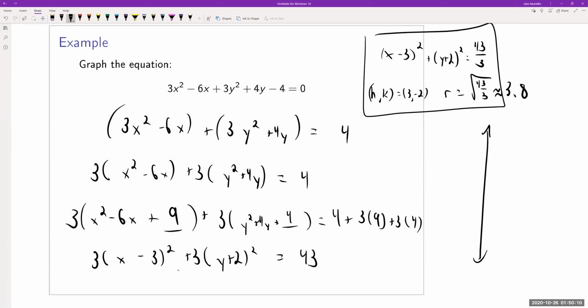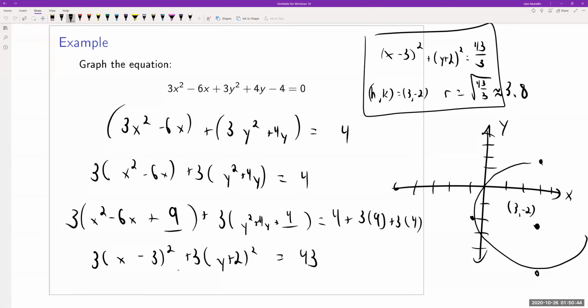So we'll go ahead and create our sketch, 3 and 2. This seems like a reasonable scale. X, Y, we'll do 3, 2 like here. Oh, excuse me, negative 2. I need to go down. And then we'll go 3.8, so we'll go 1, 2, 3, almost 4, but not quite. Same deal, up and down. And so this ends up being our circle. Should have left myself a little bit more space, but that's okay.